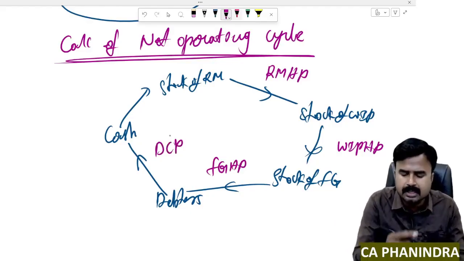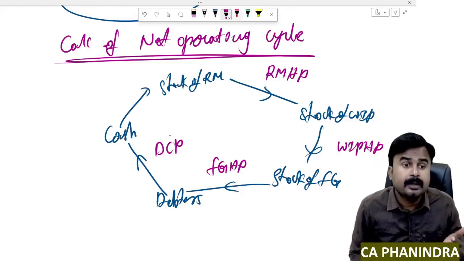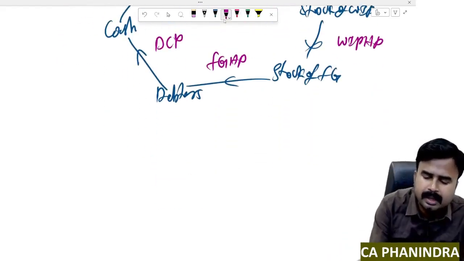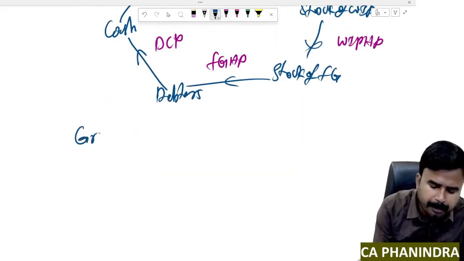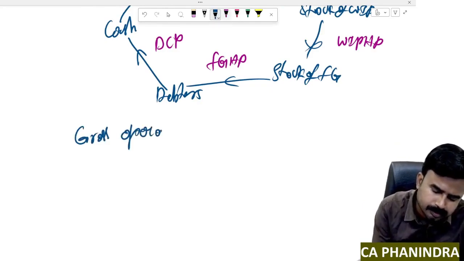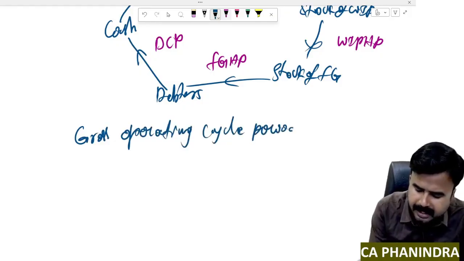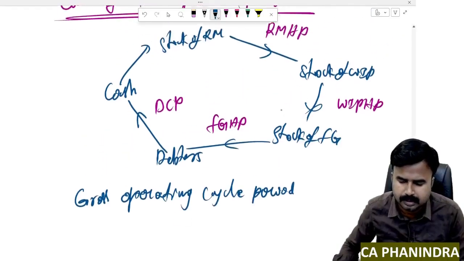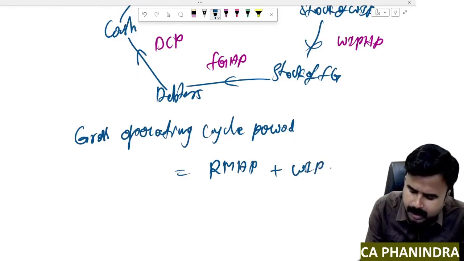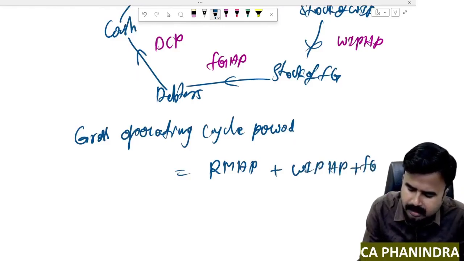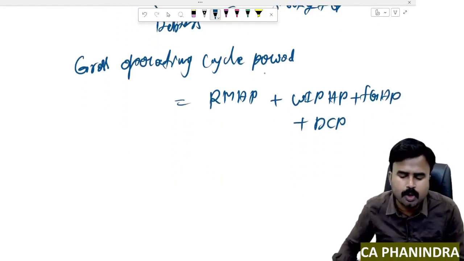If you add all these numbers, raw material holding period plus work in progress holding period plus finished goods holding period plus debtors collection period, the total is known as the gross operating cycle period. Let me write the formula. Gross operating cycle period is equal to raw material holding period plus work in progress holding period plus finished goods holding period plus debtors collection period. This is my gross operating cycle period.